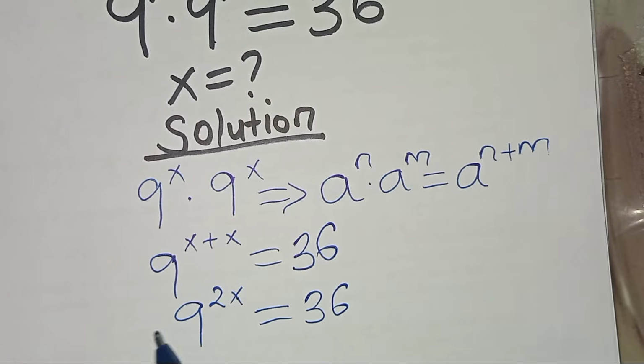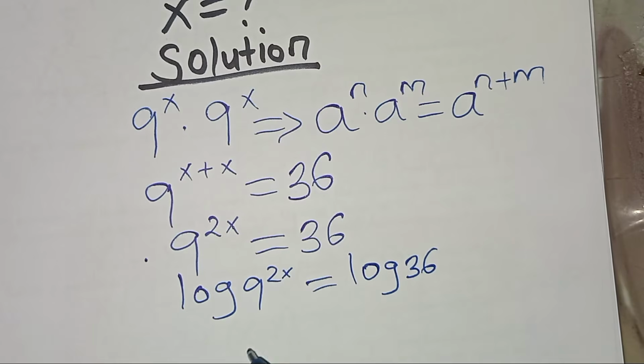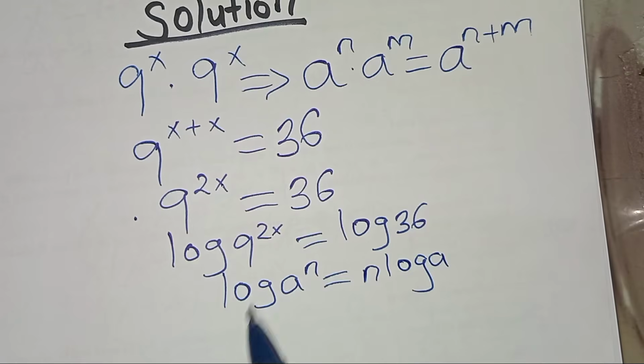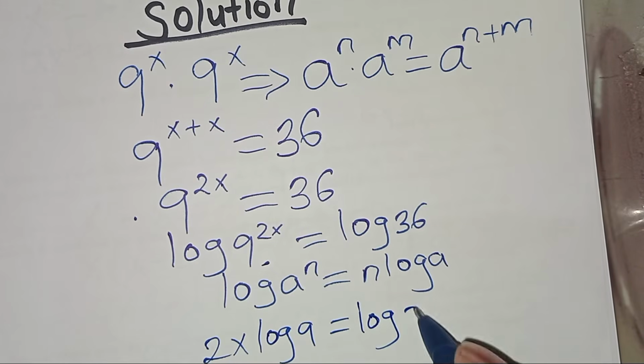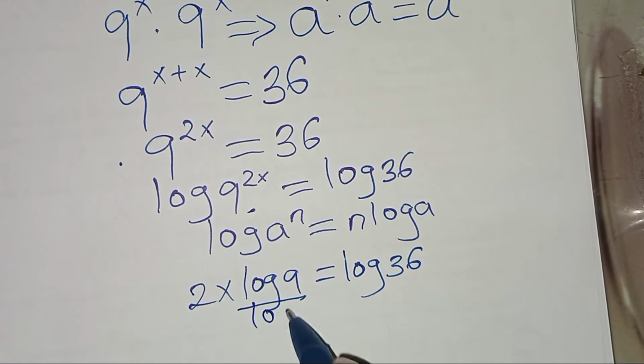Now to solve for x, we introduce the logarithm on both sides, such that we'll have log 9 to the power 2x. This is equal to log 36. Okay. So you find that log 9 to the power 2x is actually in the form of log a to the power n, which we can express as n log a. Now applying this power rule identity, log 9 to the power 2x becomes 2x log 9. This is equal to log 36. Okay, and in this case, we divide both sides by log 9.